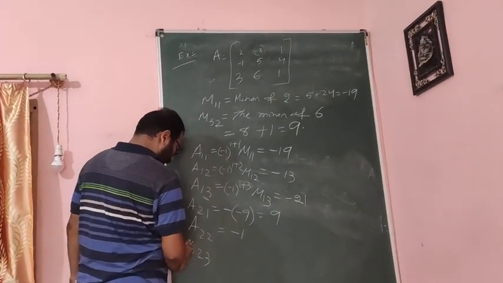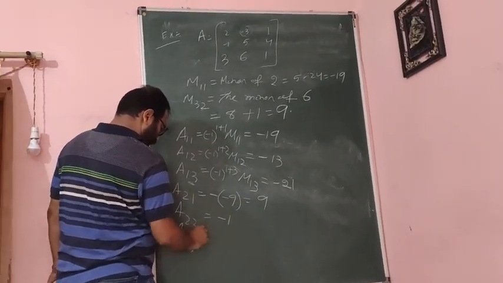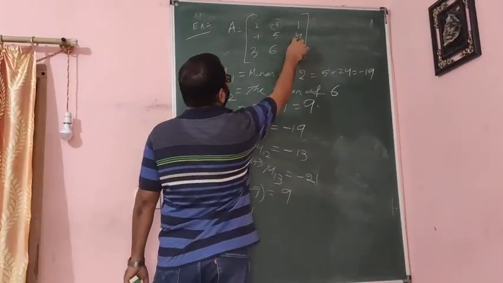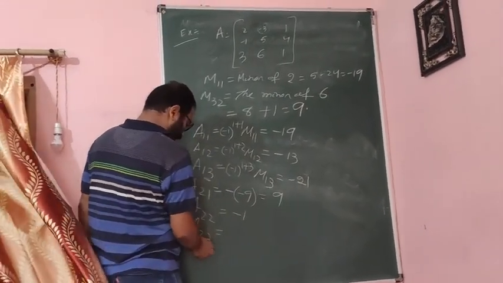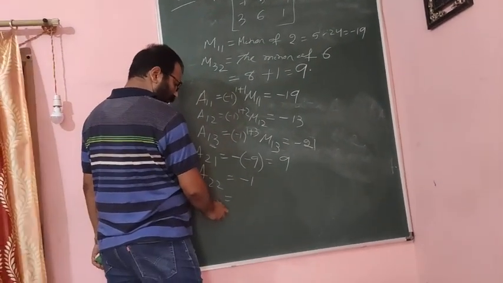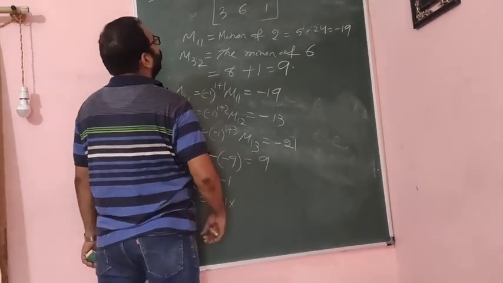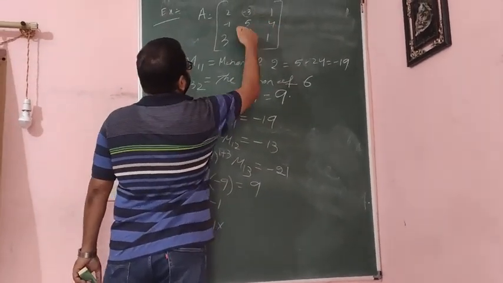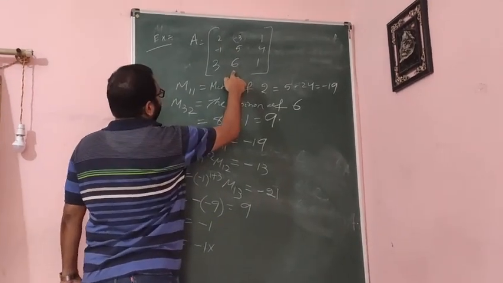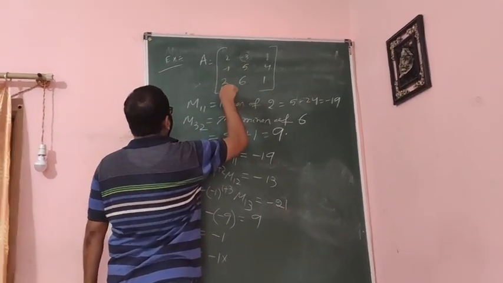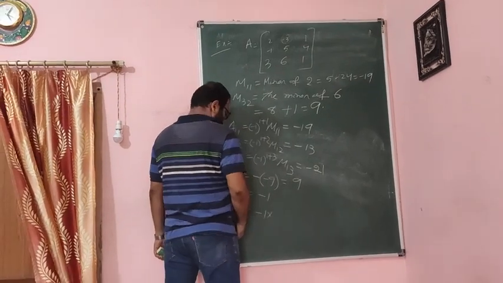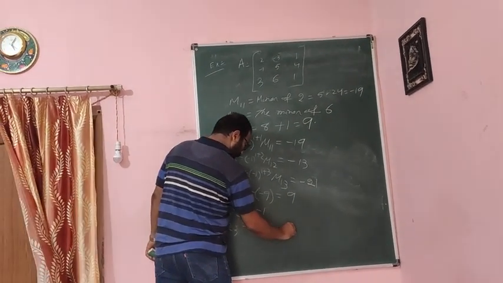And what is A23? In the same way, for 2, 3 the minus sign comes, because 2 plus 3 is an odd power, and minus 1 to an odd power is negative. So minus 1 into, and here you delete this, 2 into 6 is 12, 12 minus minus is plus, 12 plus 3 into 3, 9, that is 21. So finally it is minus 21.